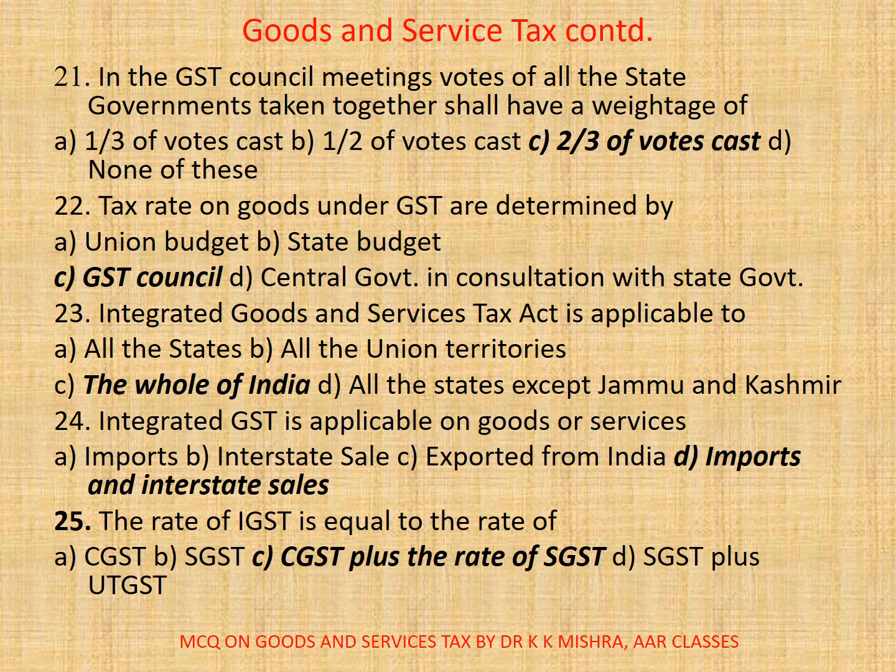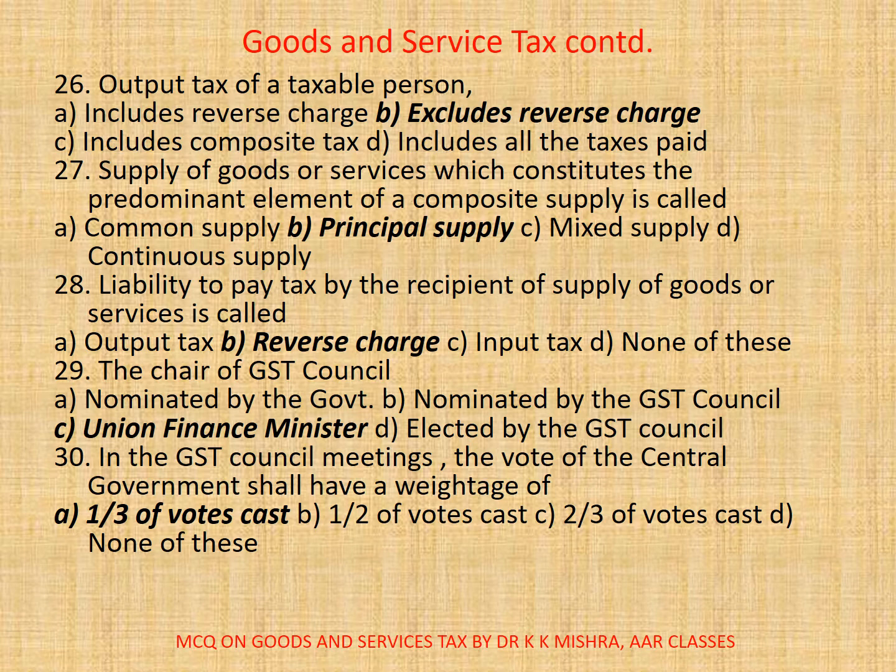25. The rate of IGST is equal to the rate of A. CGST, B. SGST, C. CGST plus the rate of SGST, D. SGST plus UTGST. Here correct option is C. CGST plus the rate of SGST.